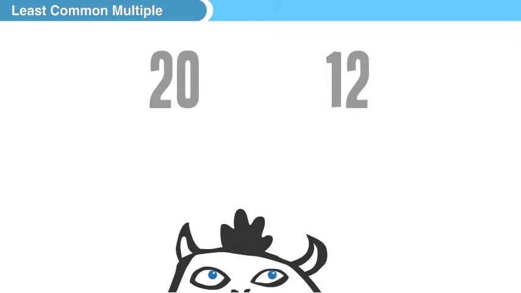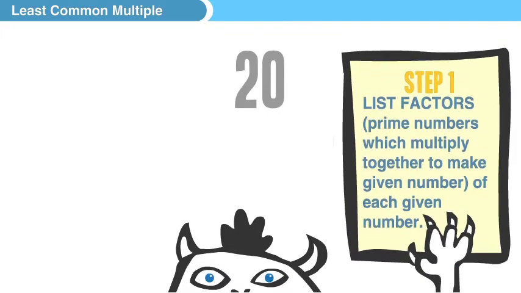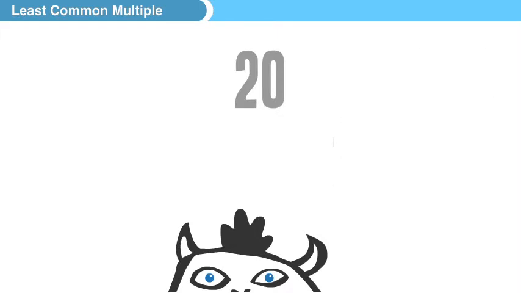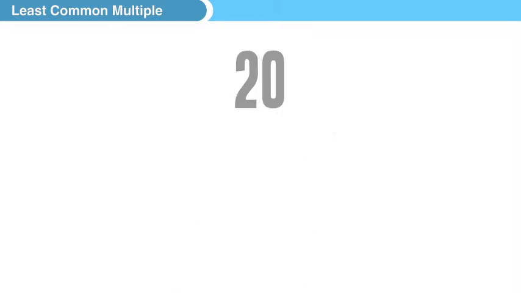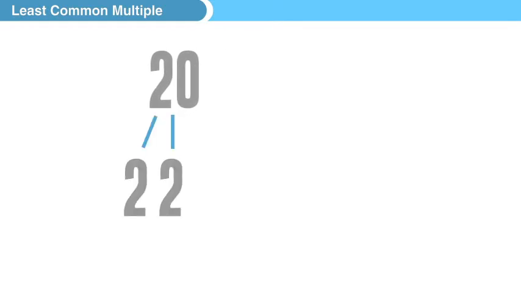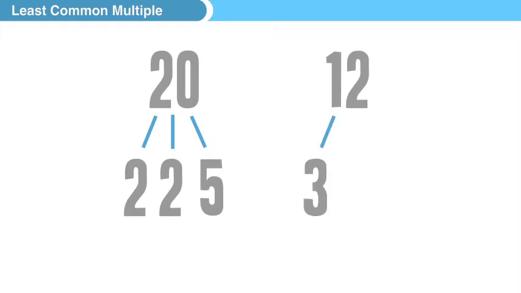Step 1 says you list the factors of each given number. And remember, the factors are the prime numbers which multiply together to make the given number. So 20, what numbers multiply together to make 20? What are 20's factors? Well, if you look at the prime numbers, it's 2, 2, and 5. And the prime numbers that multiply together to make 12 are 3, 2, and 2.